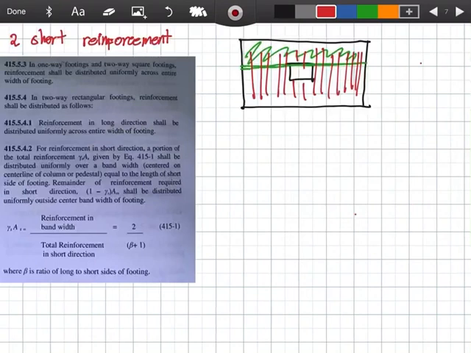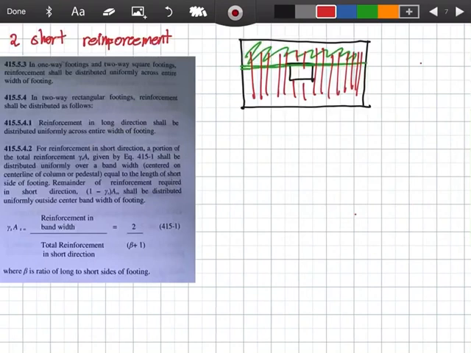So, in short reinforcement, for reinforcement in short direction, a portion of the total reinforcement, gamma s As, given by the equation below, shall be distributed uniformly over a bandwidth that is centered on the center line of column or pedestal equal to the length of the short direction. And 1 minus gamma s As shall be distributed uniformly outside center bandwidth of the footing.